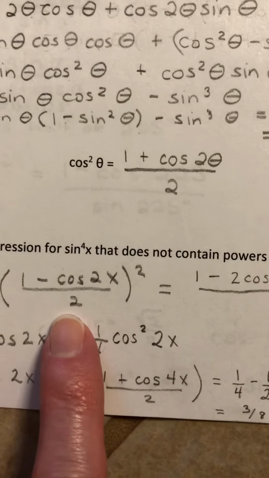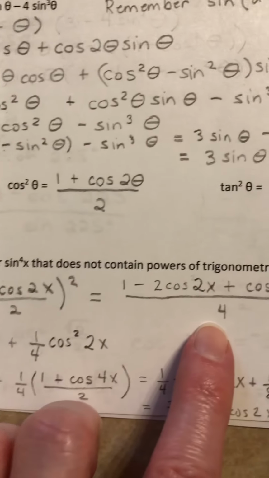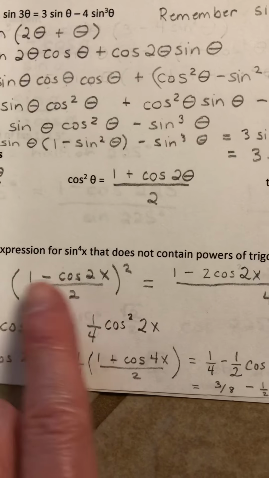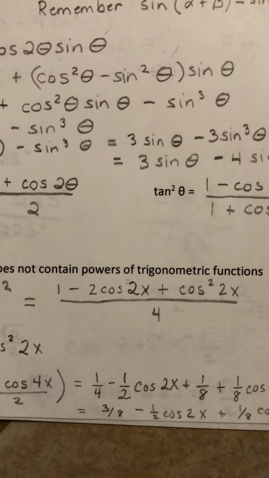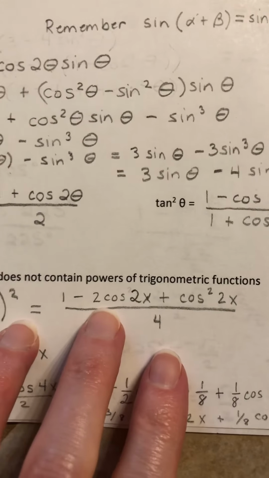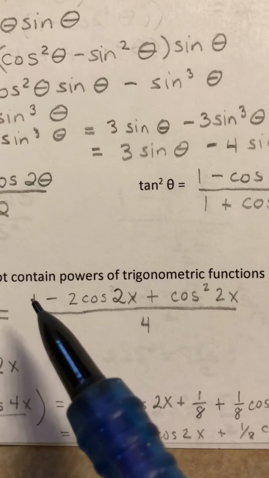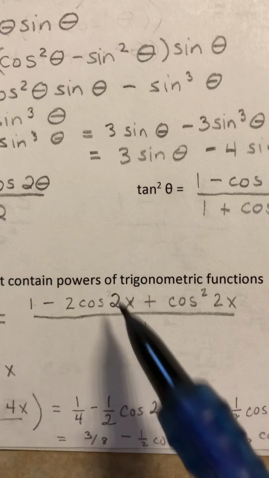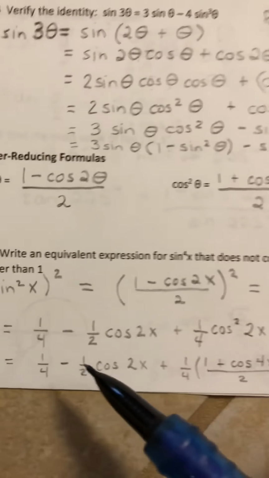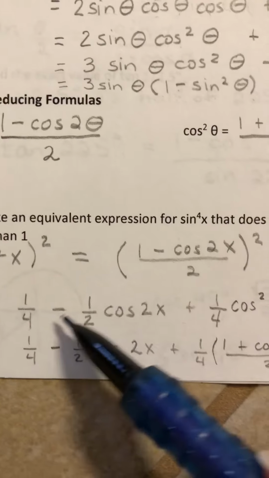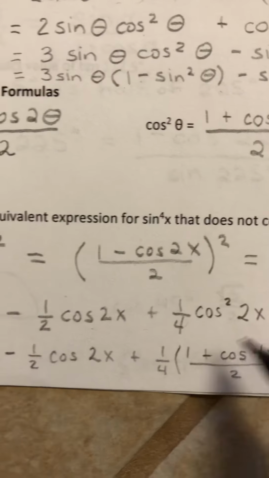Then at this step, I'm going to square this fraction. So the denominator squared would be 4, but the numerator squared, I have to do 1 minus cosine 2x times 1 minus cosine 2x. That has to be FOILed out. So that's how I'm getting this right here. I'm FOILing it out. From here, I'm going to divide each term by 4 so that I can write it as 3 separate terms. So that's how I get this. 1/4 minus 1/2 cosine 2x plus 1/4 cosine squared 2x.